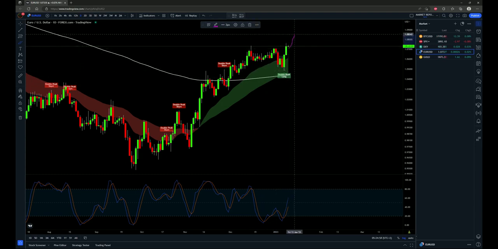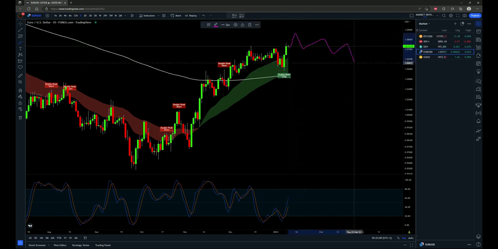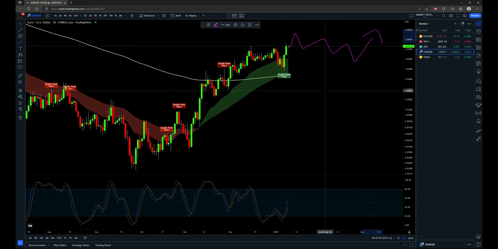I could see this heading up a bit more and then going into a larger correction, but I still will be looking for that to head to the upside if the behavior is correct, and I will continue to analyze the price movement as we go forward here. But right now, there's nothing to do.